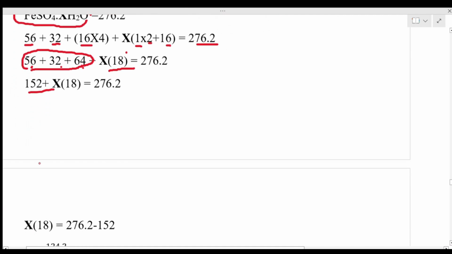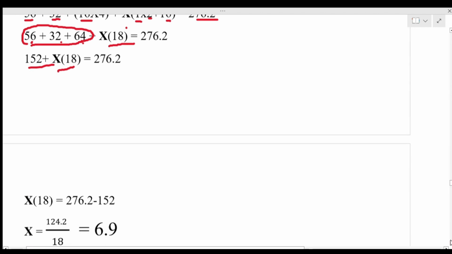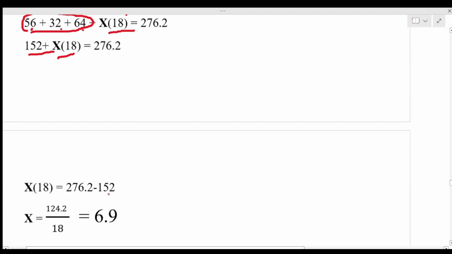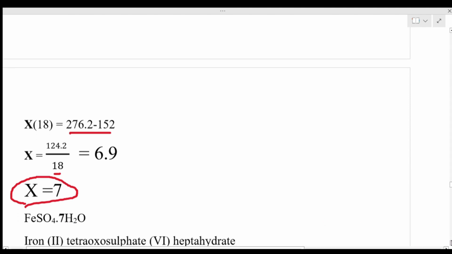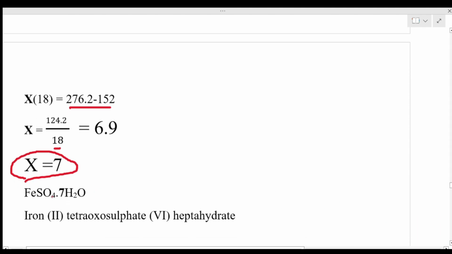Make X the subject of the formula, then this comes to this side, then I have 124.2. Divide both sides by 18, then you have your value to be what? To be 6.9. When you approximate that value, you have 7. So our formula now becomes FeSO4.7H2O, which is iron(II) sulphate heptahydrate.